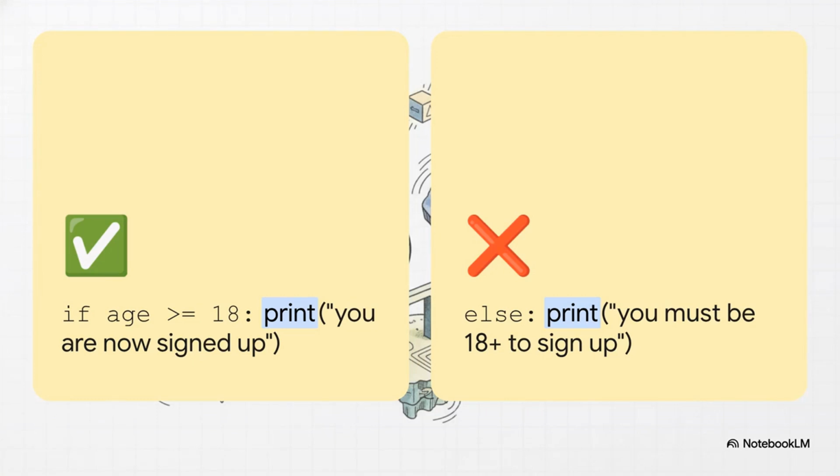But what if you want something to happen when the condition is false? Well, that's what else is for. You can see it in this example. If the age is 18 or more, we run one bit of code. If it's not, the else block kicks in and gives us an alternative path. It's just a simple fork in the road for your program to follow.